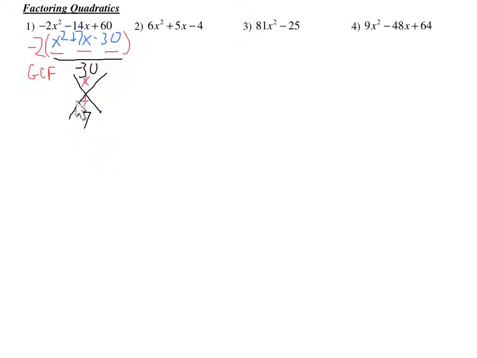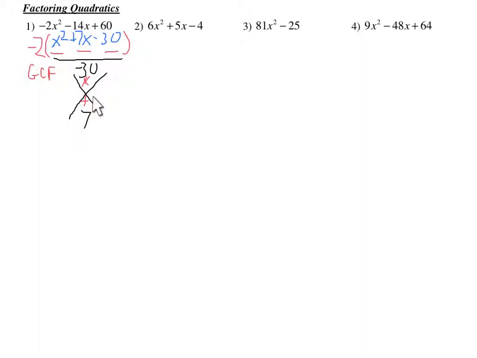So let's think about some numbers that multiply to get 30 to start with. Oh, by the way, since that's a -30, aren't one of these going to be negative? Yes. Not both, one of them. So for 30, it's 30 and 1, 10 and 3, 2 and 15, 6 and 5. There's a lot of options.